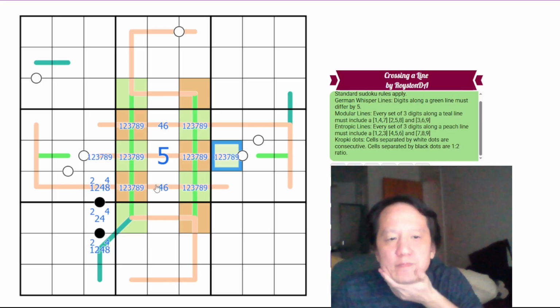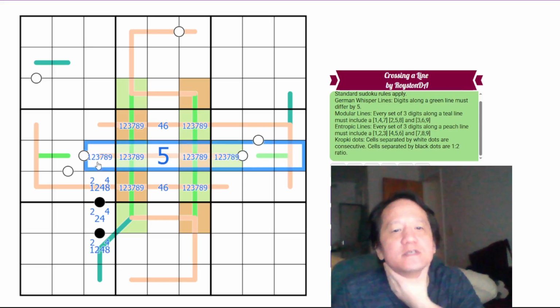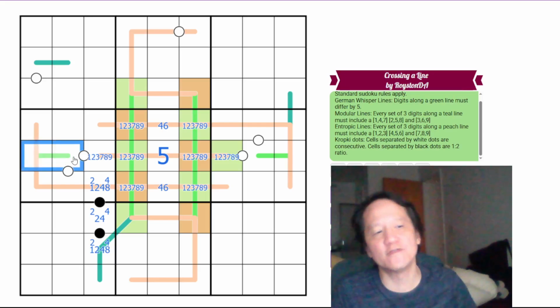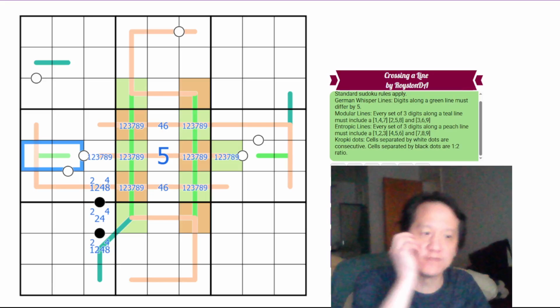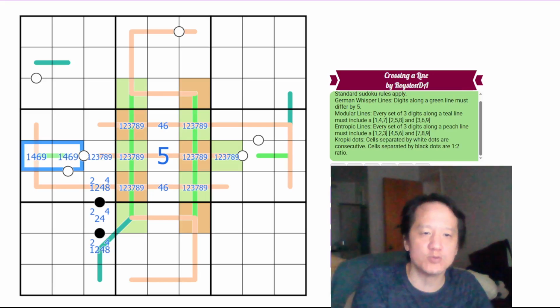Let's see. So where are the 4 and the 6 in row 5? They have to be on the German whisper line, and therefore they must be next to, respectively, 4 must be next to 9 and 6 must be next to 1. But we don't know which one's which. So this has to be 1, 4, 6, 9, 1, 4, 6, 9.